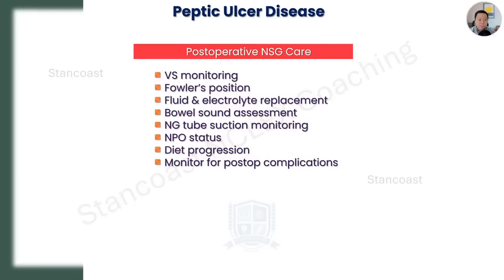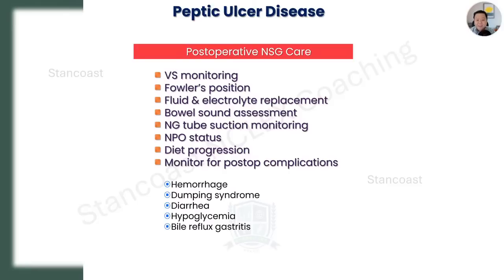Now, we also need to monitor the patient for so many post-op complications that may arise. Could be hemorrhage, could be the dumping syndrome, which is manifested by nausea, vomiting, cramping, diarrhea after eating. Also hypoglycemia. We're going to have to check the blood glucose levels carefully.